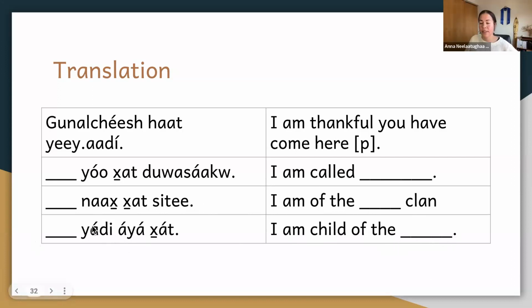So let's do this one. We haven't done it yet. If you know your father's nationality or clan, you can fill it in the blank. I'll put mine, which is Qunana, but you can put yours in your blank. So repeat after me.